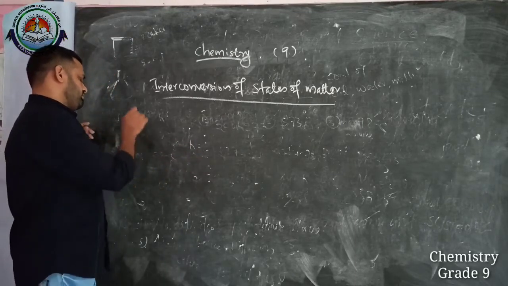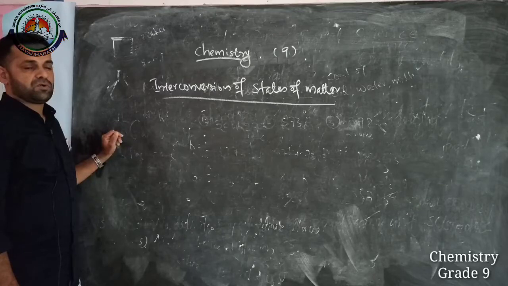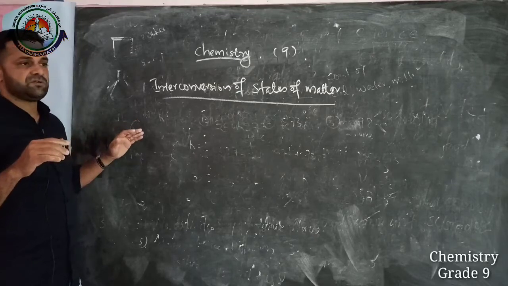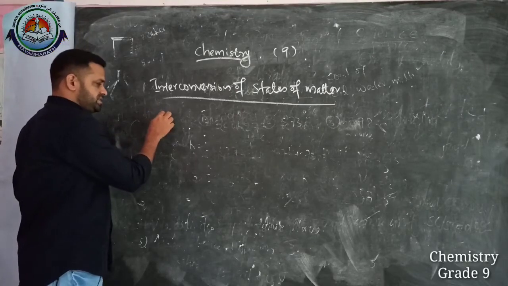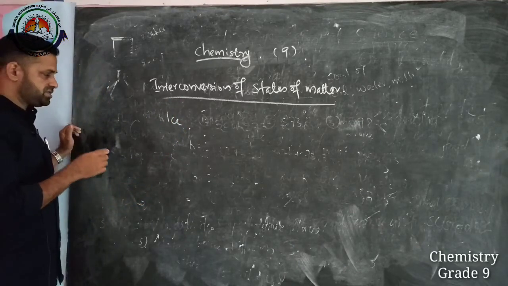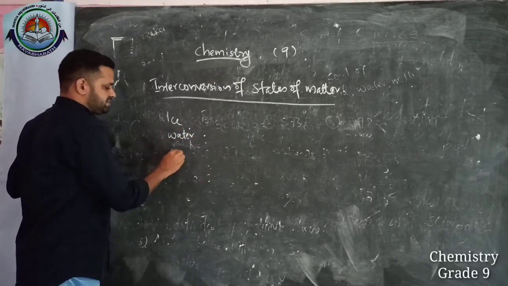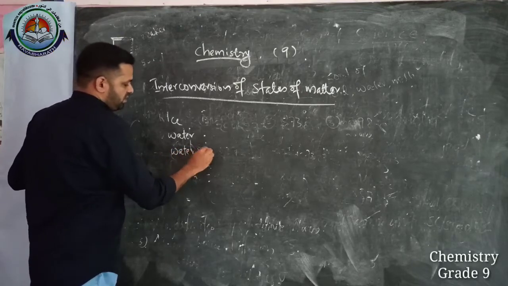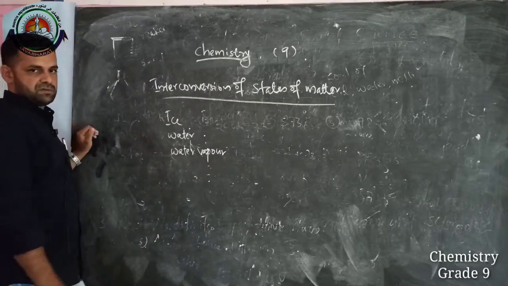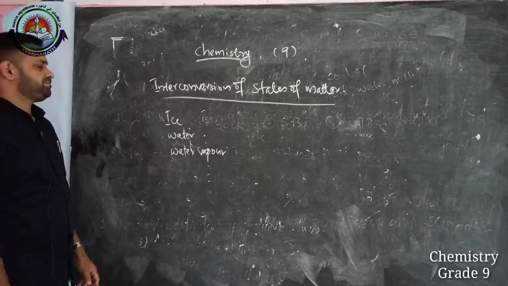And here, if we take water as an example, water normally exists in 3 states. That is the solid state as ice, water in the liquid state, and water vapor in the gas state, isn't it? They exist as ice in the solid state, liquid water, and water vapor as the gas state.